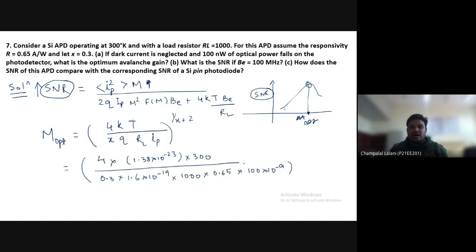IP is R into P. So R is 0.65 and P is 100 nanowatt. So basically in place of IP, I have written R into P. So here R into P. Solve this part along with me. Solve it. Once you get the answer, you can write it here.